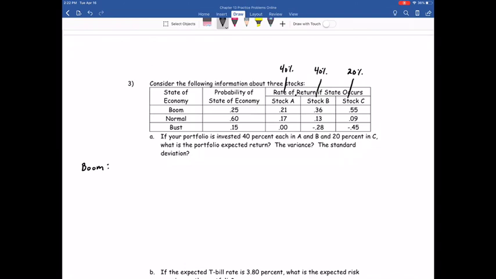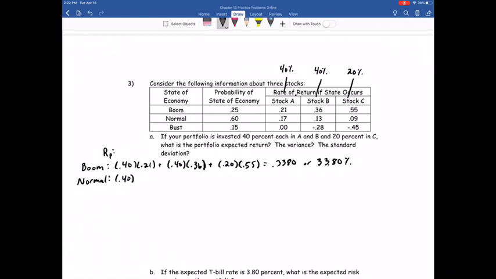So in a boom economy, our portfolio is 40% stock A, in which the return would be 21%. Our portfolio is 40% stock B, in which the return would be 36%. And then we have 20% in stock C, in which its return would be 55%. The return of the portfolio, which we can signify by R sub P, would be 0.3380 or 33.80%. And now let's do the same methodology for normal and bust economy.